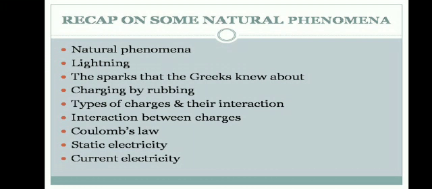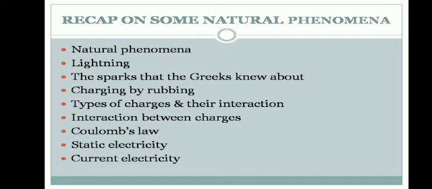Charging by rubbing. When we rub two objects with each other, they get charged due to a transfer of electrons between them. Types of charges and their interaction. Negatively and positively charged objects. Negatively charged objects have an excess of electrons. Positively charged objects have a shortage of electrons. Interaction between charges. Objects having the same kind of charges repel each other. Objects with different kinds of charges attract each other.